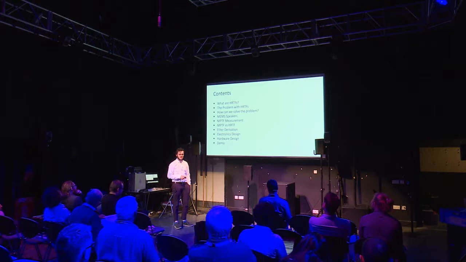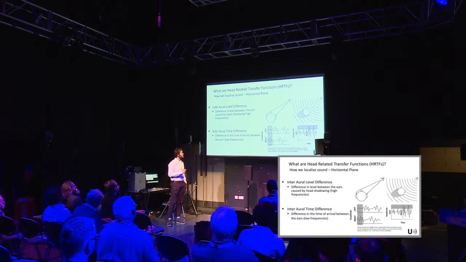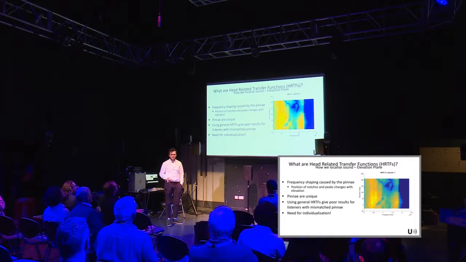So just briefly, HRTFs: in the horizontal plane, we use interaural level difference and time difference in order to localize a sound to a specific position, in terms of difference in time of arrival and the level between the ears, which again we probably all know. And then in the elevation plane, we tend to use the frequency effects, the shaping done by the Pinnae.